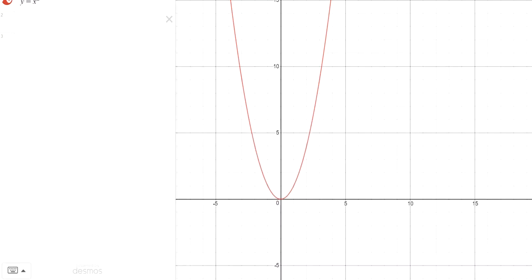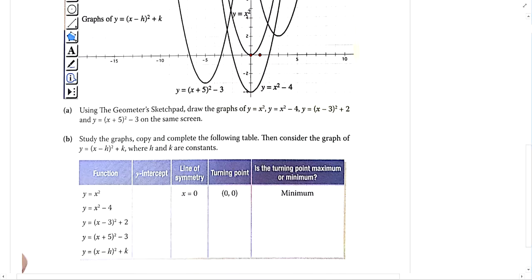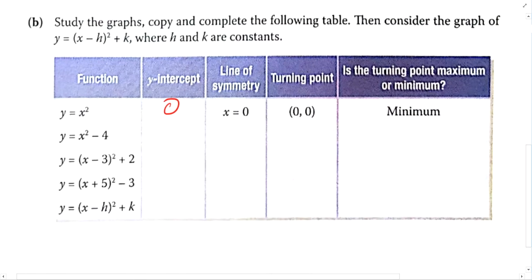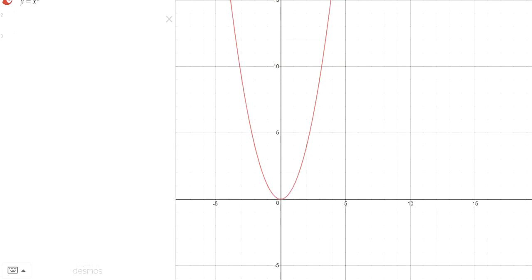What is my y-intercept? Because that's what you need to fill in, right? What is the y-intercept? 0. Very good. We just write 0. That is the y-intercept. Let's talk about the line of symmetry. Is this graph symmetrical? Yes, it is a parabola. It must be symmetrical. Where is the line of symmetry?